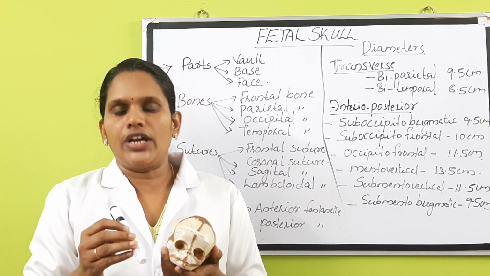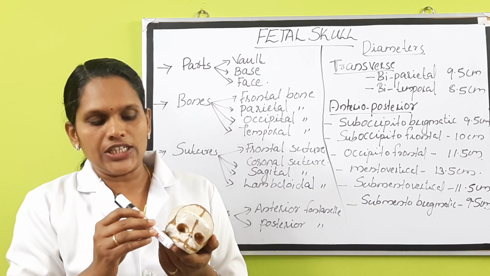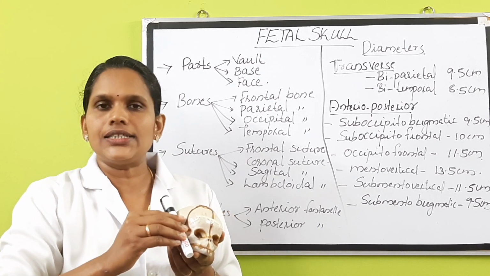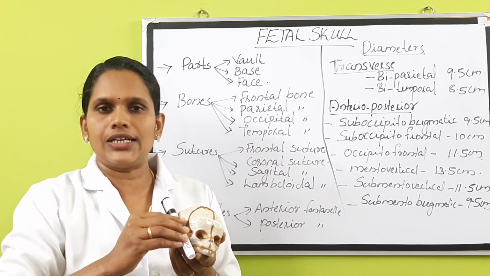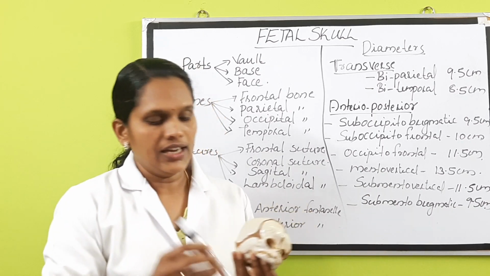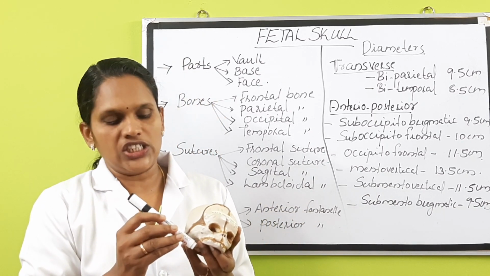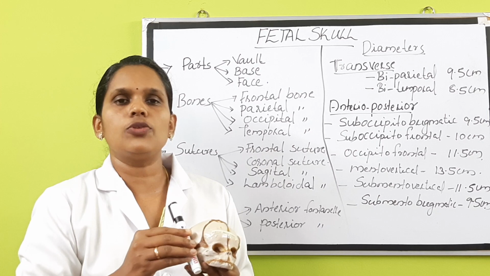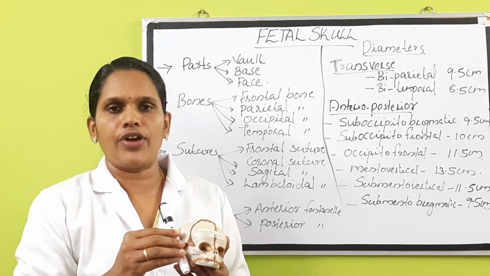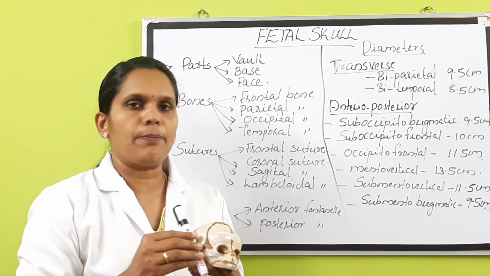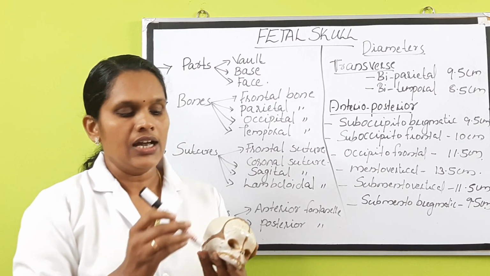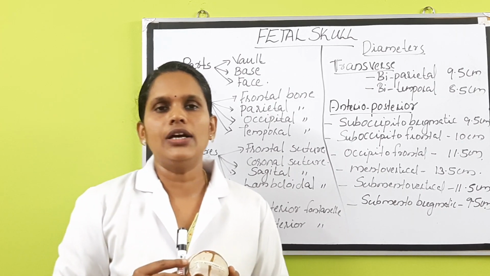Then mentovertical, which measures from the mentum or chin to the highest point of the vertex, 13.5 centimeters. That is the greatest diameter of the fetal skull. The next is submentovertical, from where the chin joins the neck to the highest point of the vertex, 11.5 centimeters. The last one is submentobregmatic, 9.5 centimeters. These are all the diameters of the fetal skull.